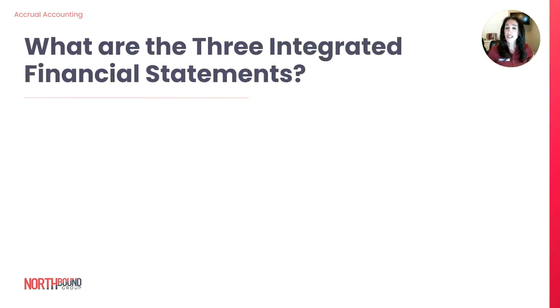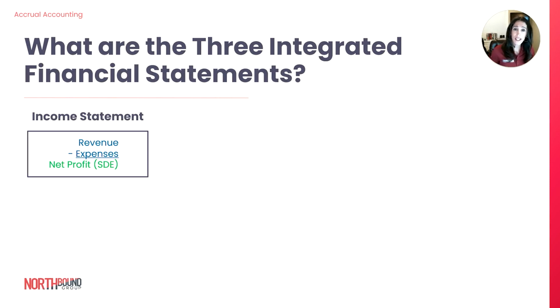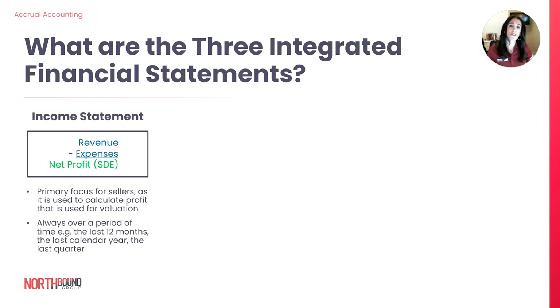So, what are the three integrated financial statements? Let's take a quick look. First, you have the income statement, your profit and loss. And that's just your revenue minus your expenses equals your net profit, your SDE, your earnings. Most sellers are more well versed in the income statement versus the other two, which we'll get to in a minute, because that's actually what valuation is calculated off of. So naturally, most sellers will review that financial statement first. This is always over a period of time, whether it be the last 12 months, a calendar year, a quarter.